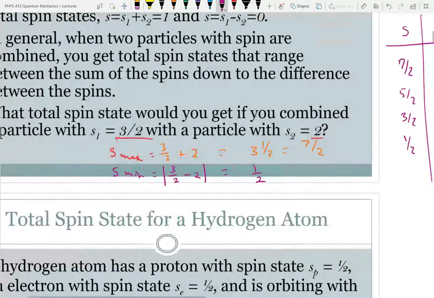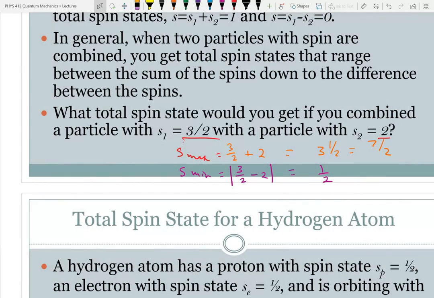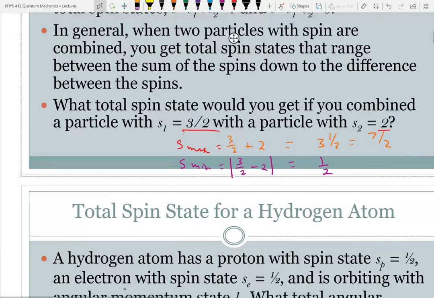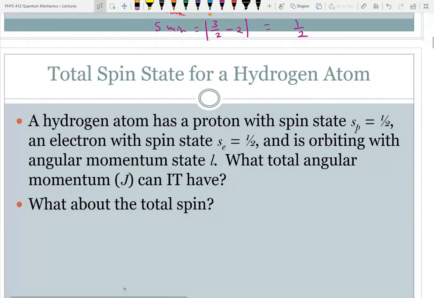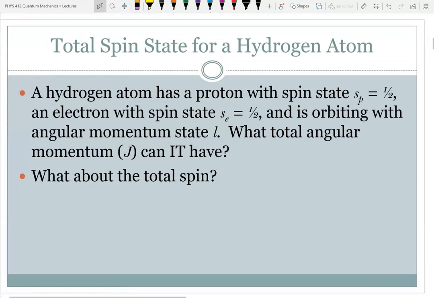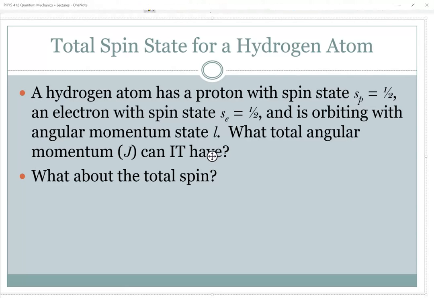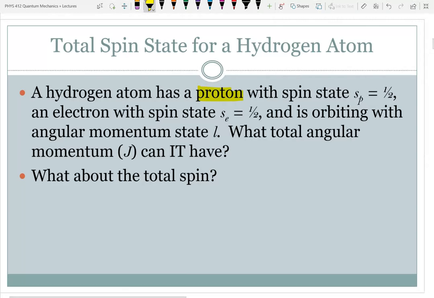Okay, so those are, in general, the states you can get if you combine the two particles. Now let's take a specific case here, and these are perfectly distinguishable. In a hydrogen atom, you have a proton and an electron, and you can differentiate the proton from the electron. So these are distinguishable. That's actually an important thing here.